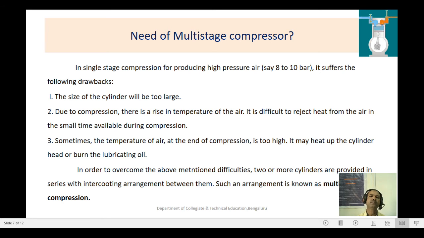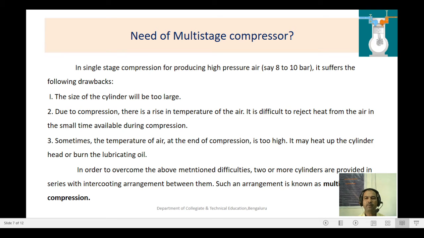Now the question arises, what is the need of this multi-stage compressor? Yes, it is very, very important. If you compare with the single stage reciprocating air compressor, what happens? In single stage, we can't maintain a high pressure ratio. For example, if you take a high pressure of 10 bar or 12 bar in a single cylinder acting reciprocating air compressor, it needs a large cylinder. The size of the cylinder required will be a maximum to maintain the high pressure of 12 bar or 10 bar.